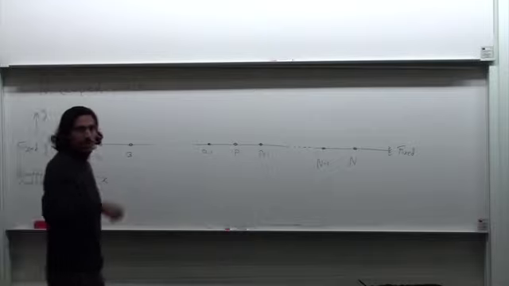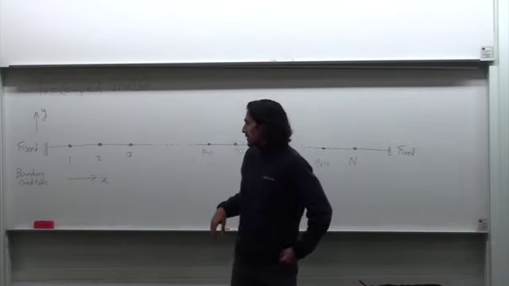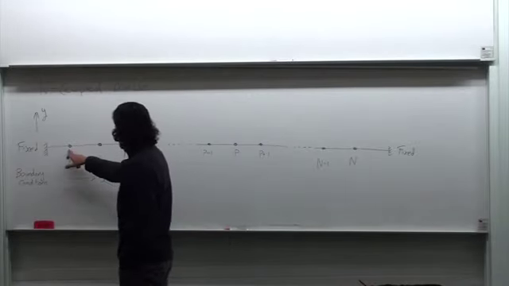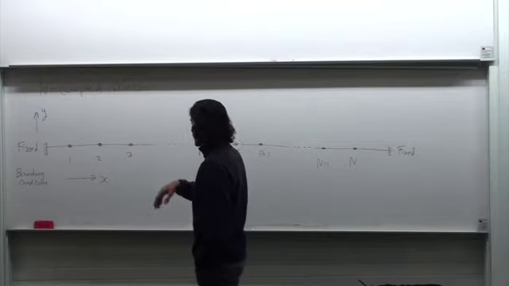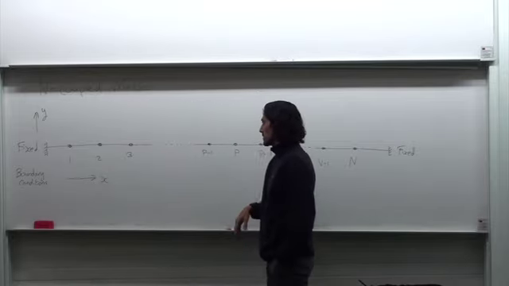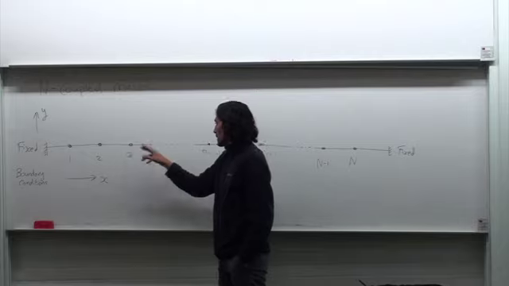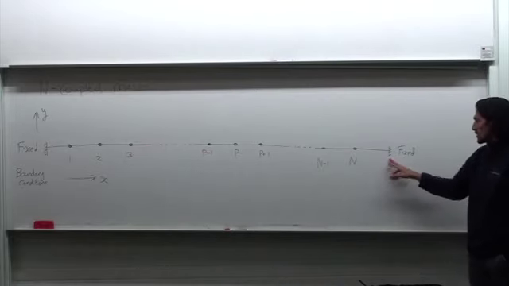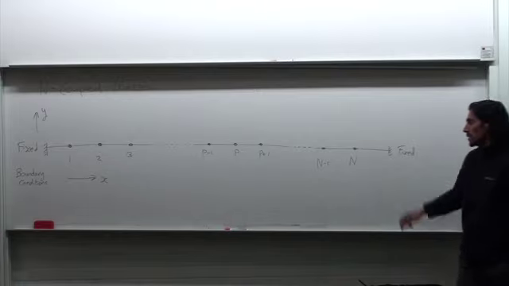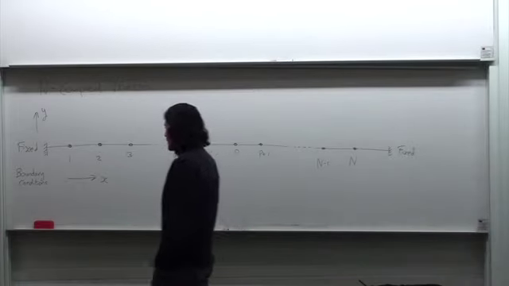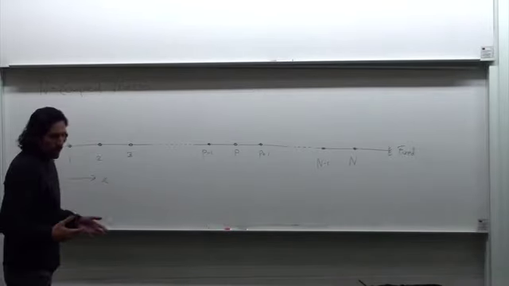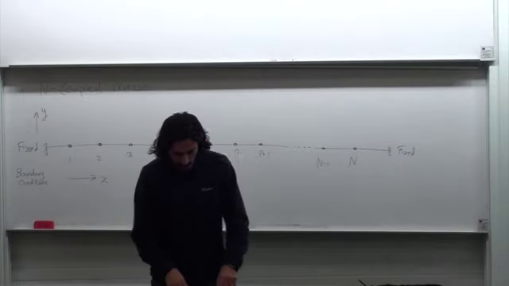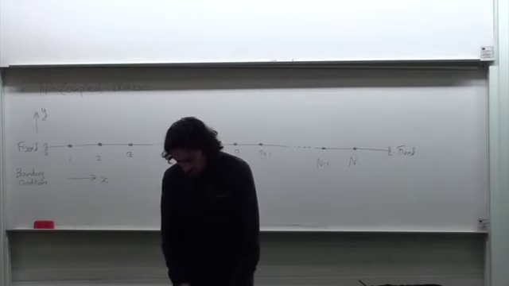So the string cannot move at that point. And the masses are at constant distances from each other. And we have n masses, and the string is also fixed on this side. And we want to know what the natural mode solutions are for this system.